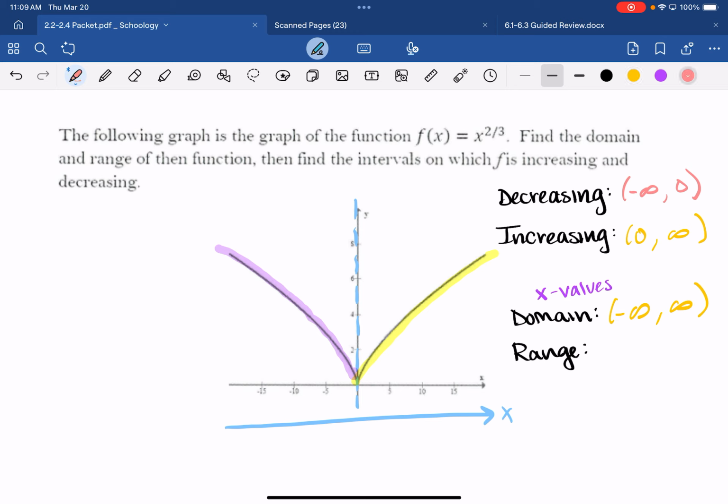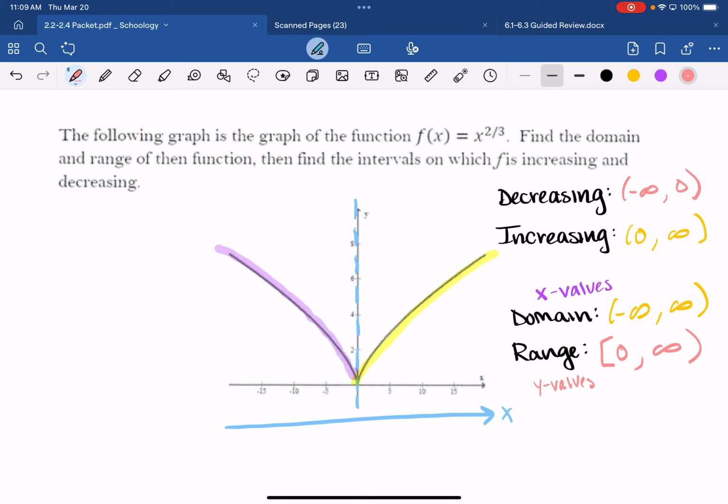Range, remember, is my y values. So if I were to be looking at that, I never go below the x-axis. But I do hit it, right? If it's hard to tell from the graph, look at my equation up here. If I plug in a 0, I'm going to get 0. So I know that 0 is included. So actually, we're going to have a bracket now for 0 because 0 is included in that. And we go all the way up forever and ever to infinity.